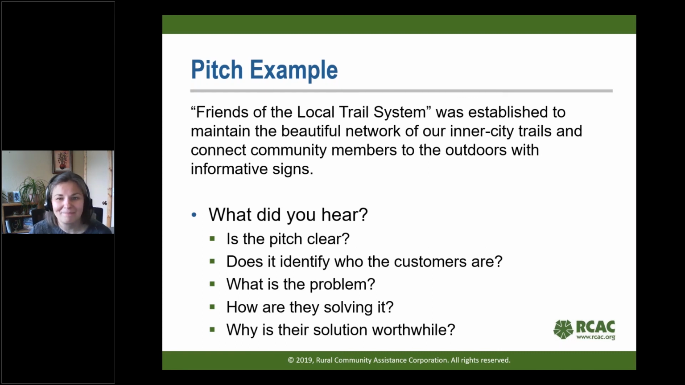Here's the pitch. Friends of the Local Trail System was established to maintain the beautiful network of our inner city trails and connect community members to the outdoors with informative signs.